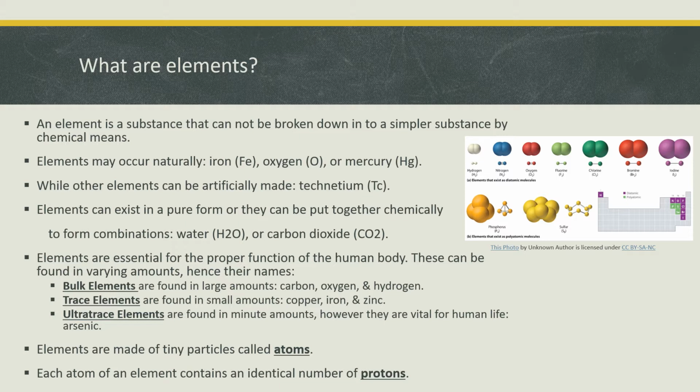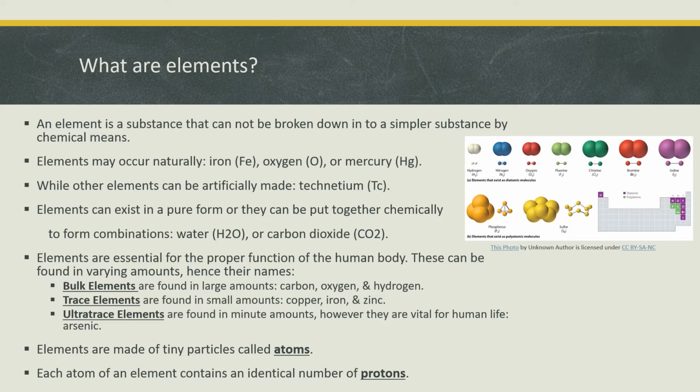Elements may occur naturally, such as iron, oxygen, or mercury, while other elements can be artificially made, like technetium. Elements can exist in a pure form, or they can be put together chemically to form combinations, as in water or carbon dioxide. Elements are essential for the proper function of the human body. These can be found in varying amounts, hence their name.